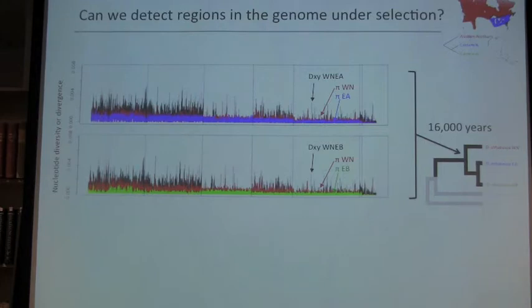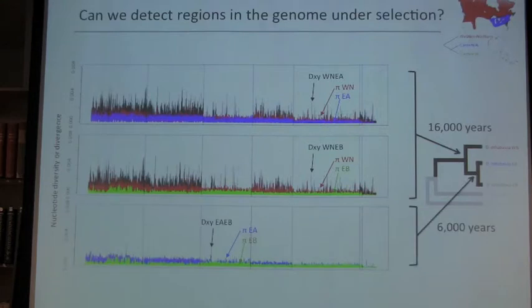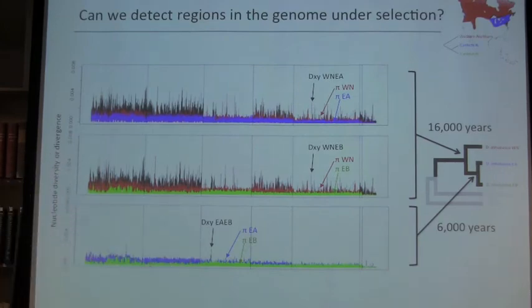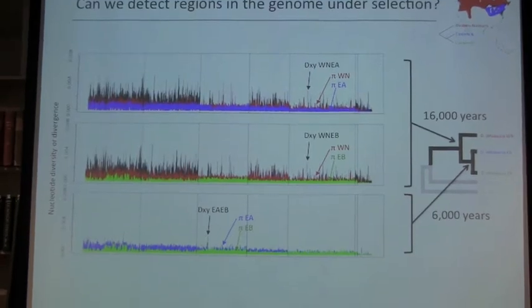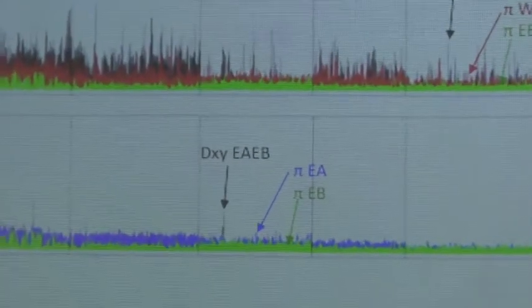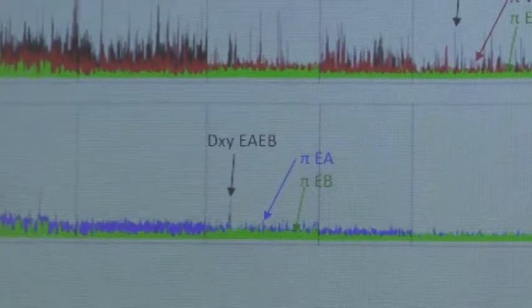So then we wanted to look at the eastern A, eastern B, the younger divergence time, and you see there's very, very little divergence, but you do see these peaks here. These are black. So you see peaks of pairwise divergence between the semi-species in eastern A and eastern B with very low levels overall.